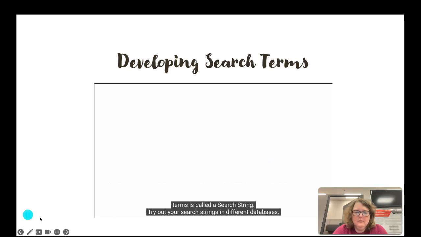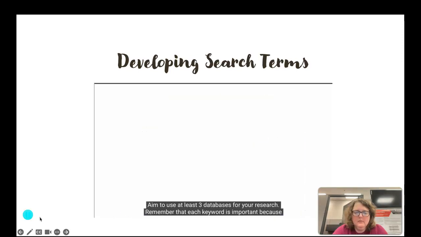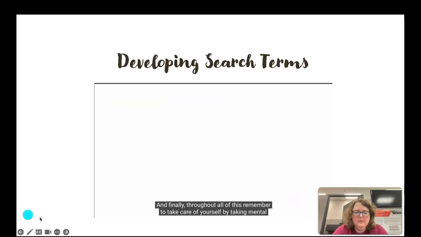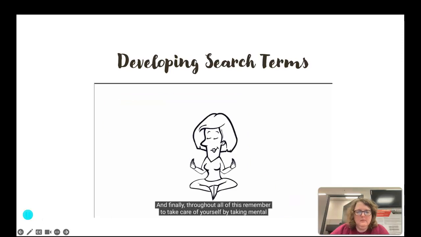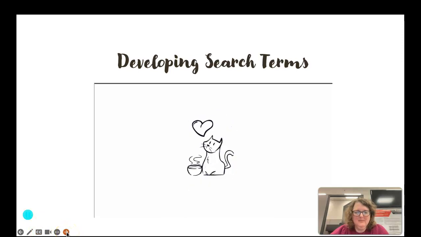Try out your search strings in different databases. Aim to use at least 3 databases for your research. Remember that each keyword is important because your search will only return results containing that word. And finally, throughout all of this, remember to take care of yourself by taking mental breaks and feeding your loyal cat.